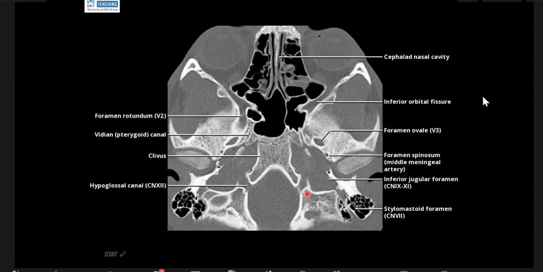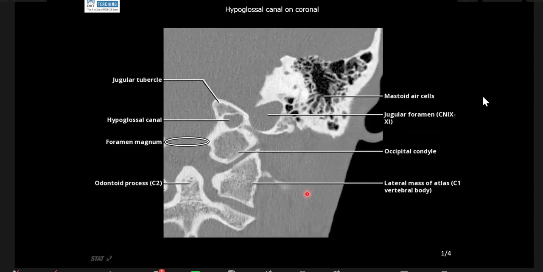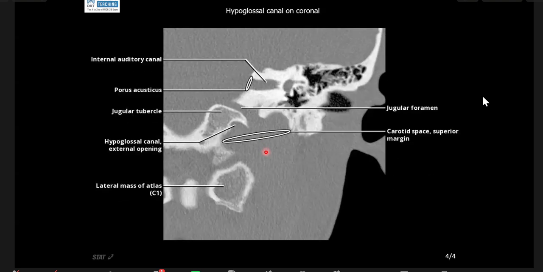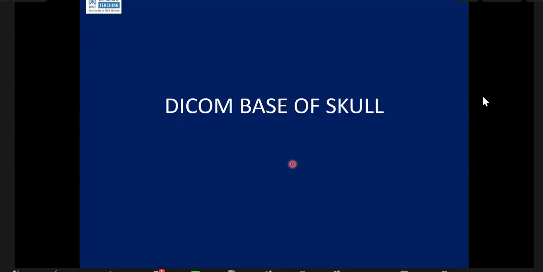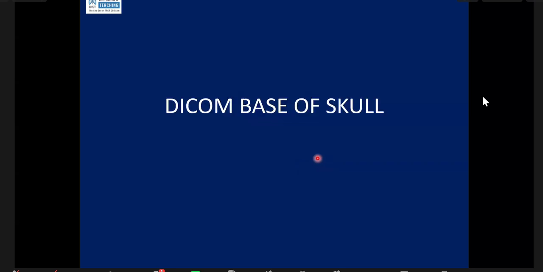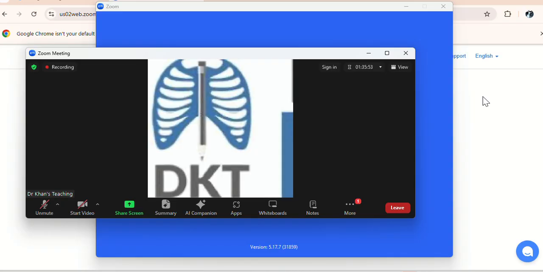So now, this is the canal, and this is the lateral-most portion of it on a coronal. Let's go to your case now.